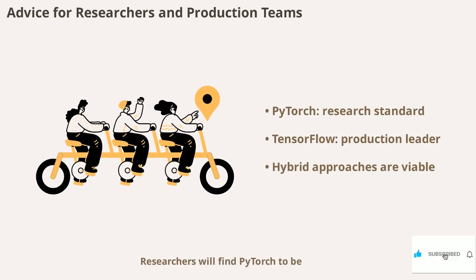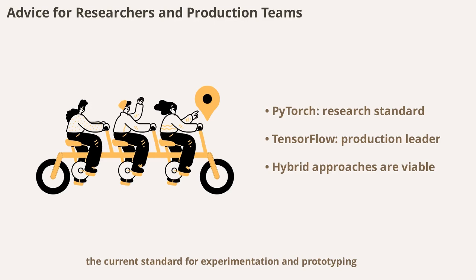Researchers will find PyTorch to be the current standard for experimentation and prototyping, thanks to its flexibility and ease of use. Production teams, on the other hand, may prefer TensorFlow for its mature deployment tools and enterprise support. A hybrid approach is also possible. Research in PyTorch, then deploy with ONNX or TensorFlow as needed.